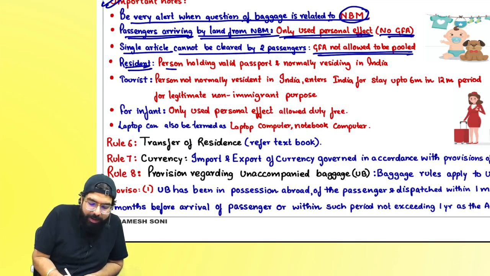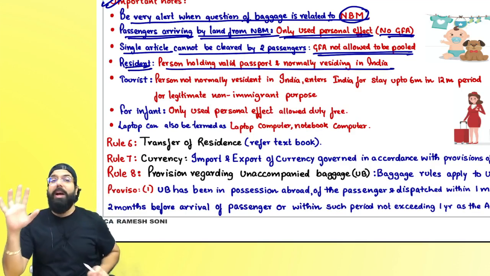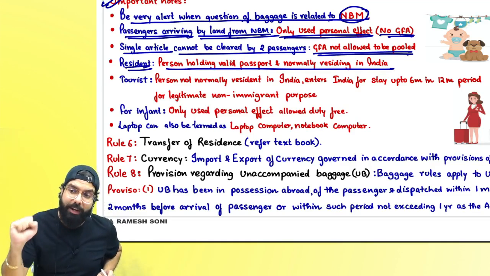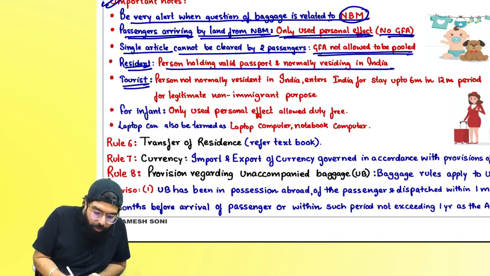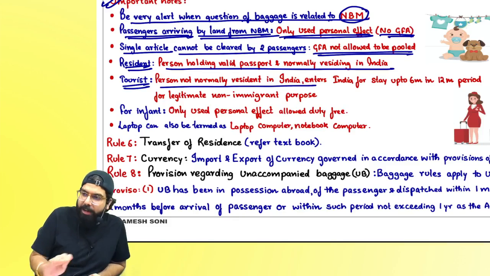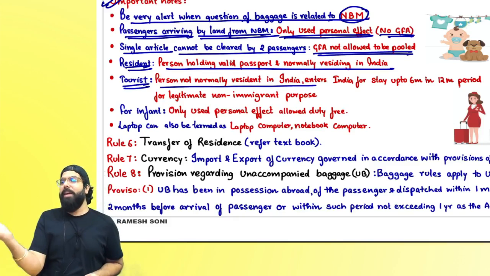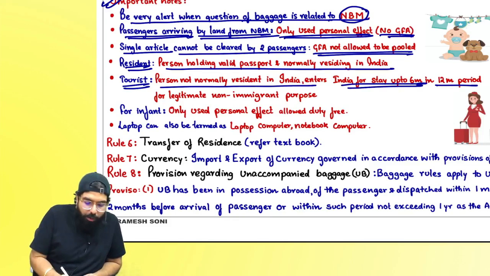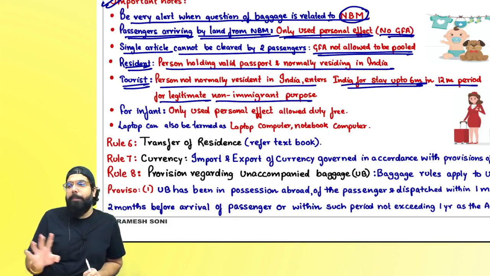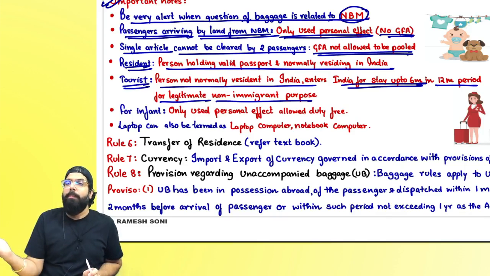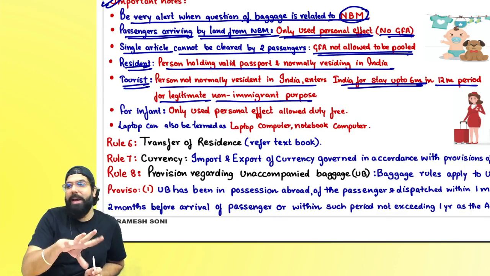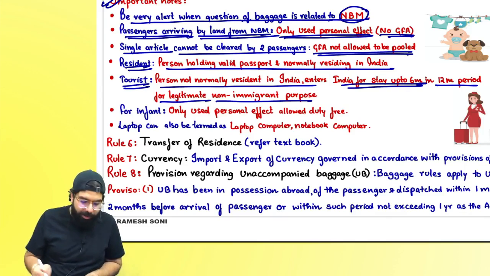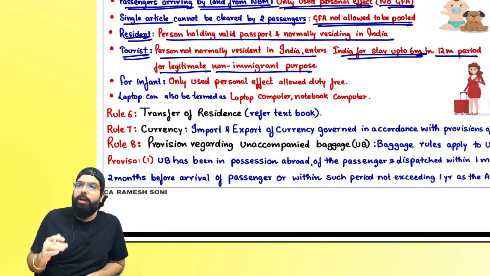Sir, what do you mean by resident? Resident means a person who is holding a valid passport and he is a normal resident of India. Sir, what do you mean by tourist? A tourist means a person who is not a normal resident of India and he enters India to stay up to 6 months in a 12 month period, for a legitimate non-immigrant purpose. He is not coming into India as a migrant. It is non-immigrant purpose.